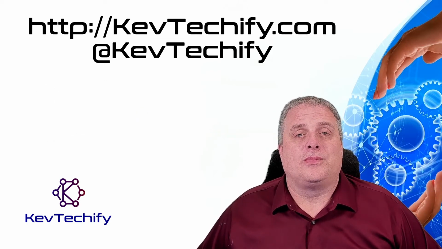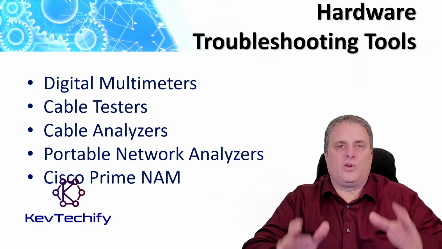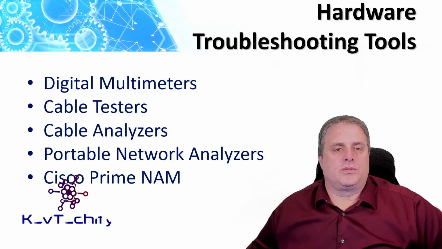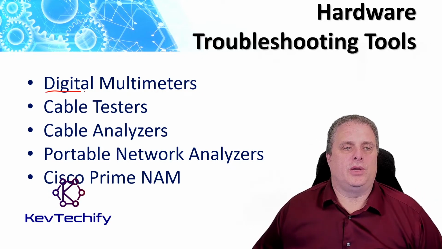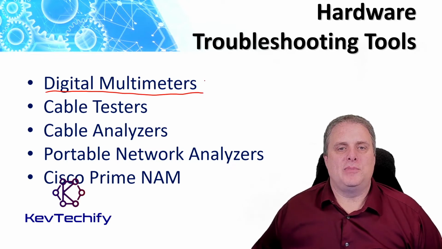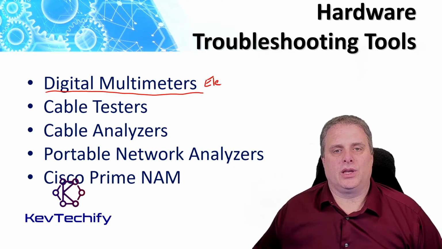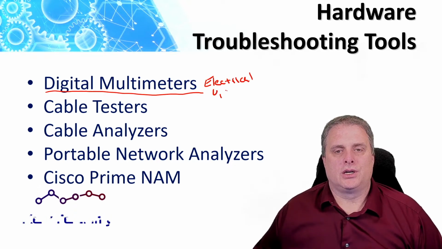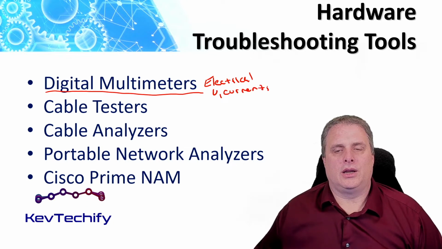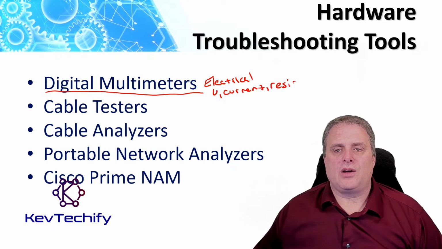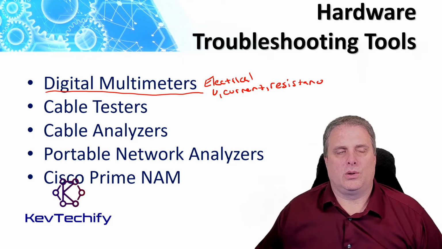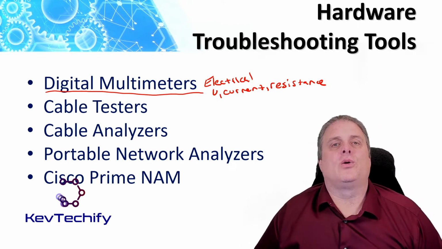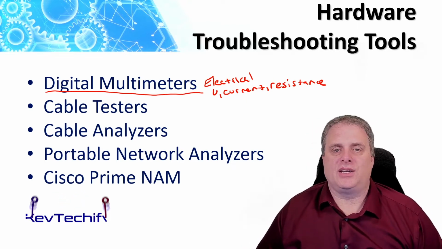There are several hardware tools that are going to help you with your troubleshooting. One of the ones people use the most here are digital multimeters. What this does is it measures electrical values. So we look at electrical values here, and it will read things like voltage, current, and resistance. And it will help you diagnose your physical layer on what's happening. Is my physical layer working correctly? Do I have power running to my devices?